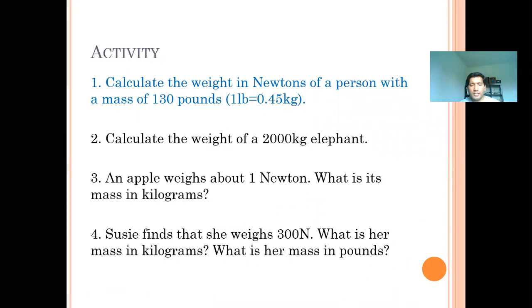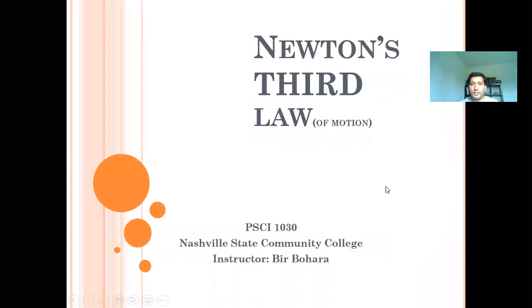And so she finds her weight is this much. Right here, weight is also given. What is her mass in kilograms? What is her mass in pounds? So you can convert into pounds. The conversion factor is given here in the top equation, right? You can do the rest of the questions. If you have any problem, you can ask me anytime.